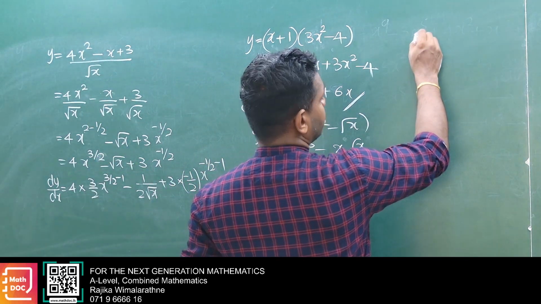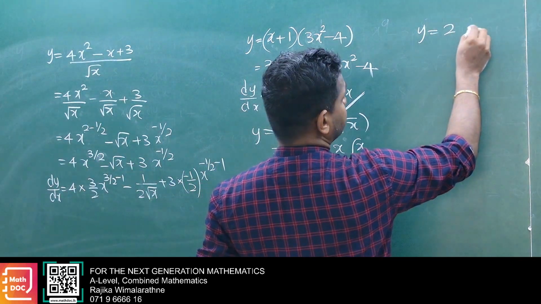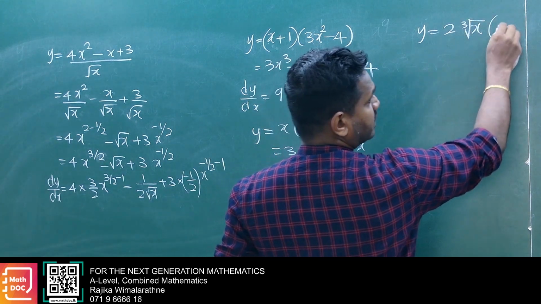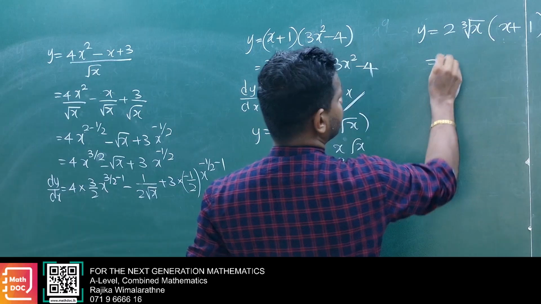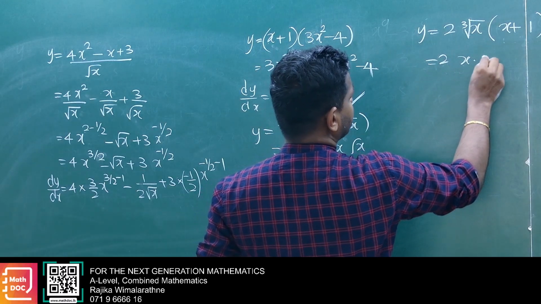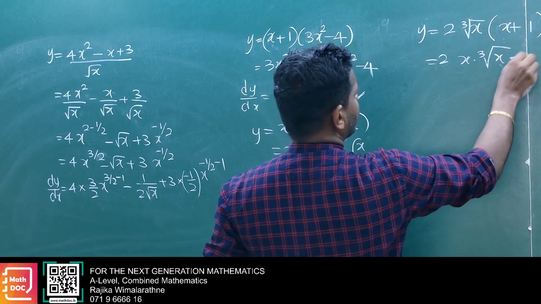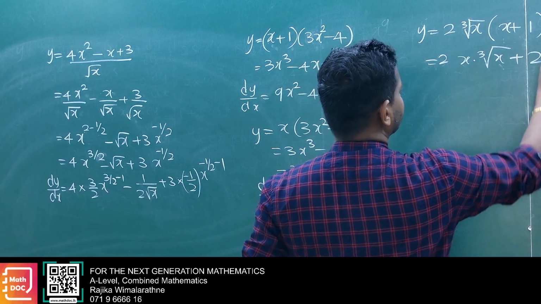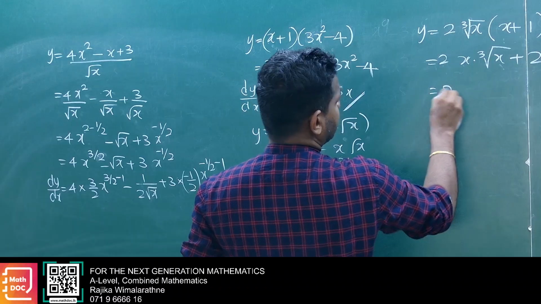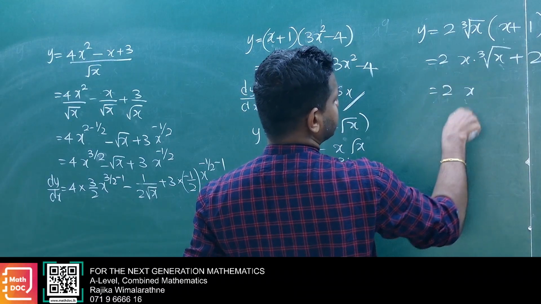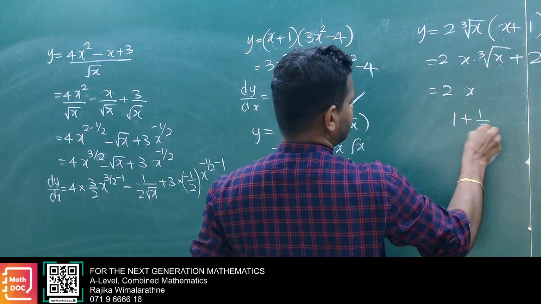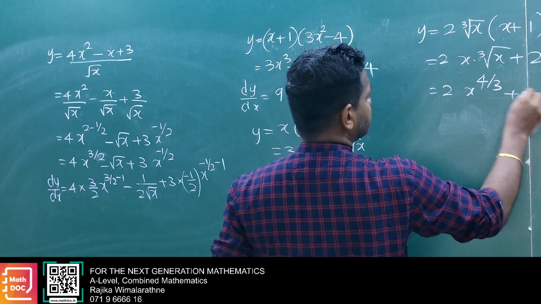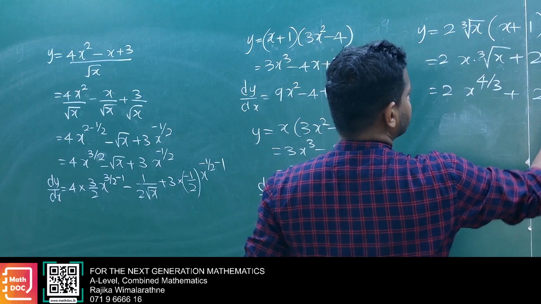Okay, then y equals 2, here cube root x, times x plus 1. Expand: 2x times cube root x plus 2 cube root x. Here x to the power 1 plus 1/3, no? Then 4/3. X to the power 4/3. 2 x to the power 1/3. Here cube root.